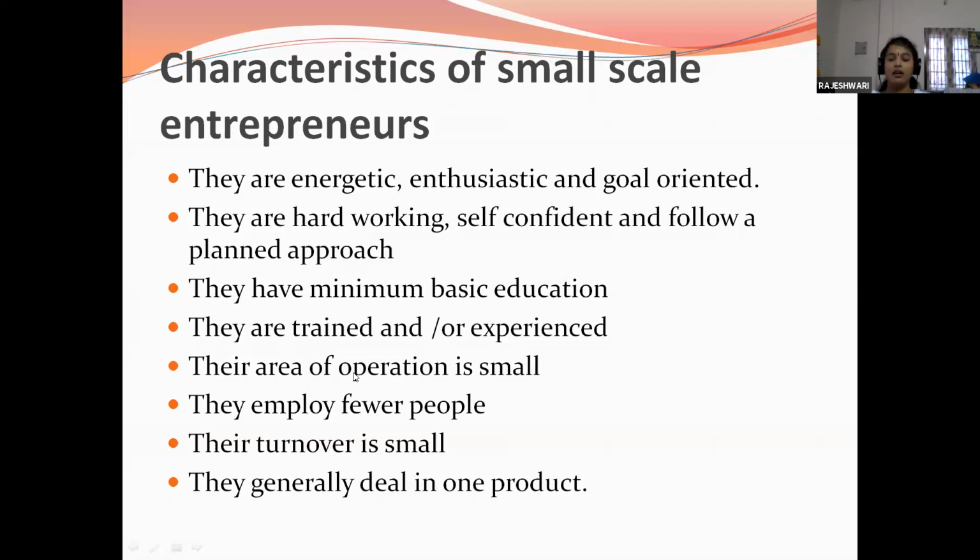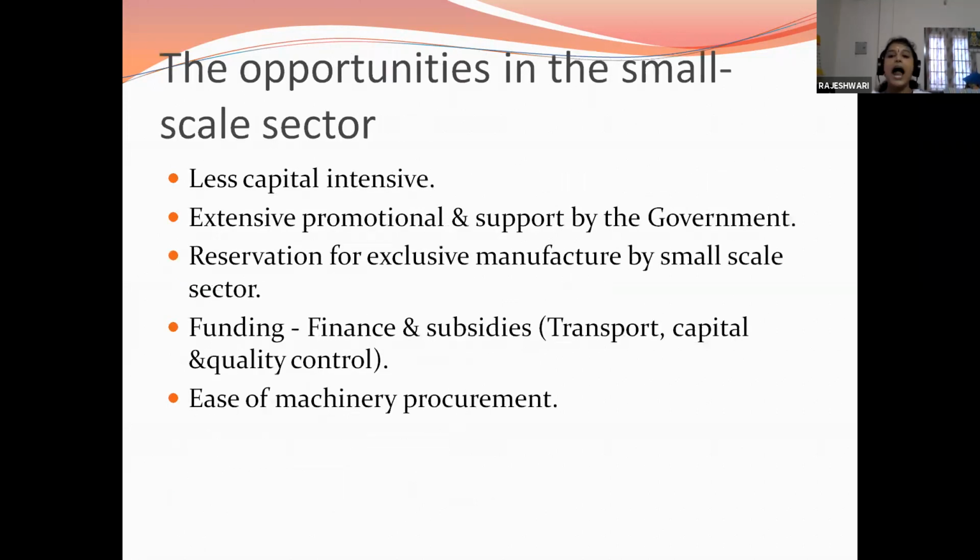If you are getting training from other institutes or industries, we can also get it from the various schemes given by our government. They employ fewer people, their turnover is also small, and they generally deal in products and are less capital intensive, with extensive promotion and support by the government. The government gives various schemes, funding and finance subsidies, and you have to collect that information from the district entrepreneurship cell.